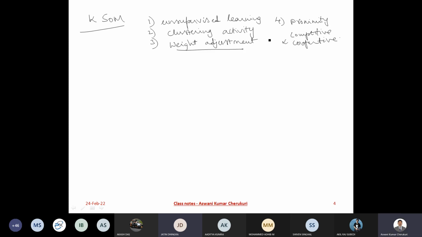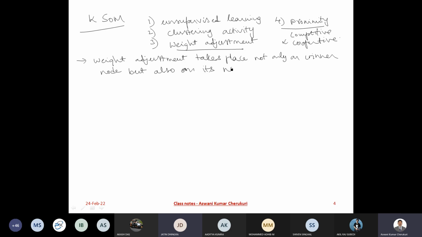So when I say that I have the learning, and when I say that I'm going to consider the proximity, what happens is that the weight adjustment takes place not only on the winner node, but also on its neighbors, the nodes that have the proximity. Is that clear?